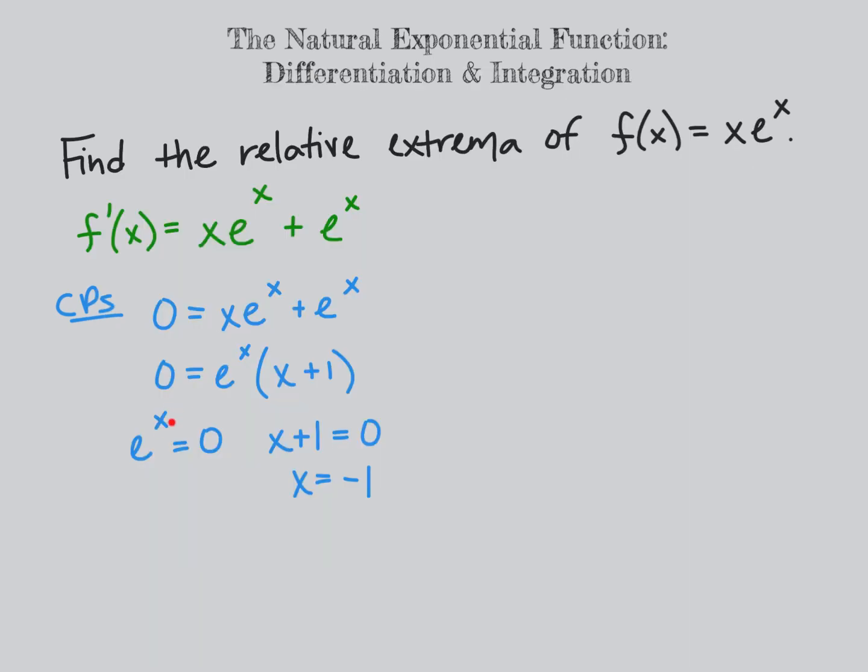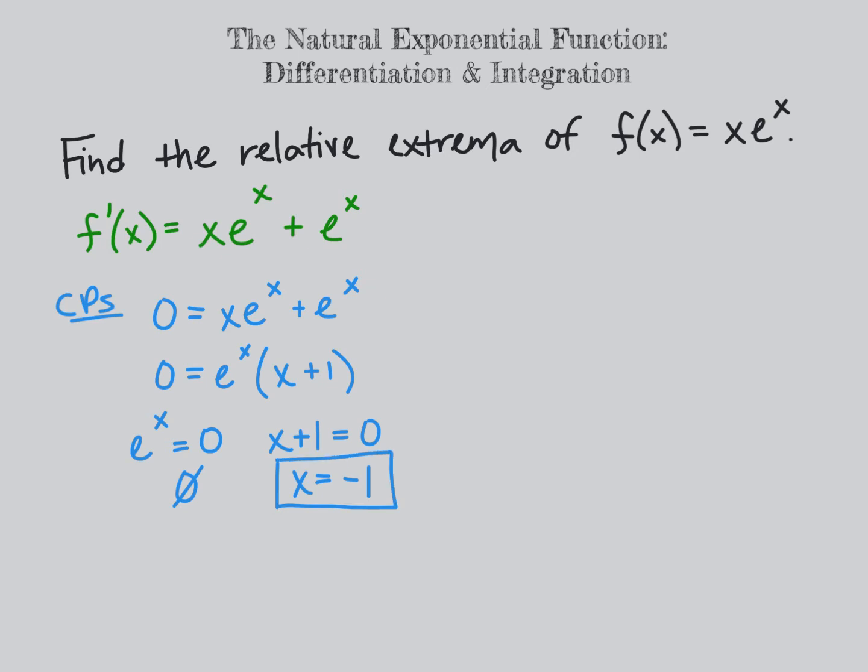If you plug in negative numbers, you get a positive output. If you plug in 0, you get an output of 1. If you plug in a positive number, you get positive output. So this has no solution. E to the x can never be 0. In fact, any rational number to the x can never output 0. So our only critical point is x equals negative 1.